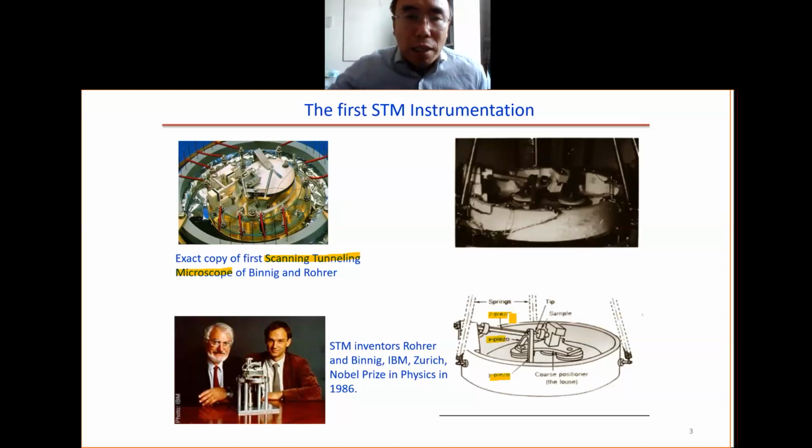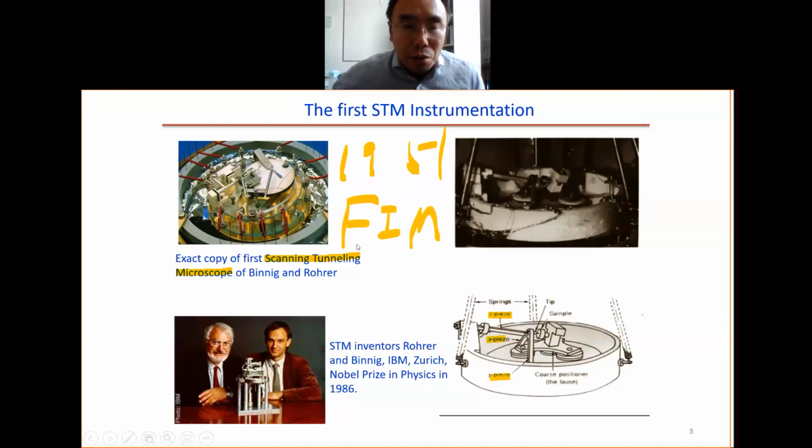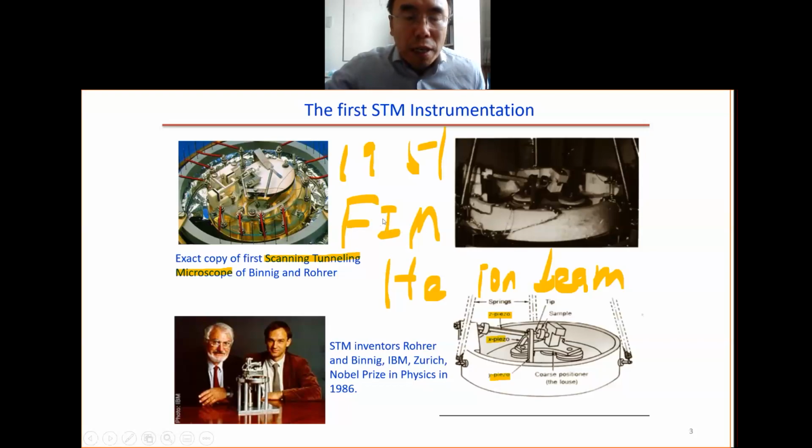So we know that this is not the first time that human beings see the atom structure. In 1951, people used the field ion microscope. If you remember this one, when we talked about the helium ion beam, we talked about the field ion microscope. This one can also see the atomic structure, and this was done in 1951. But this one can only see the atoms on the surface. You do not know the distance between the two atoms. You just see the arrangement of the atoms on the surface. You do not know the distance.